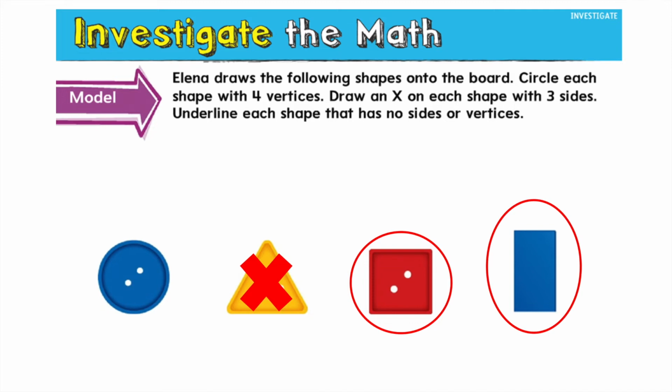And last, they're asking us to underline each shape that has no sides or vertices. We learned about this shape yesterday. What shape is that? Yes, the circle. Excellent job, mathematicians.